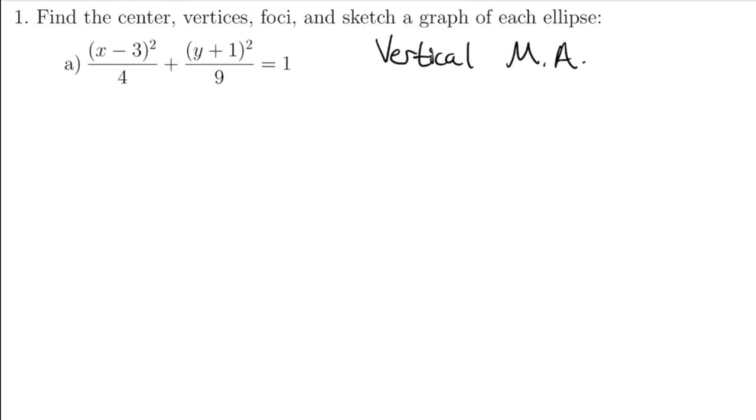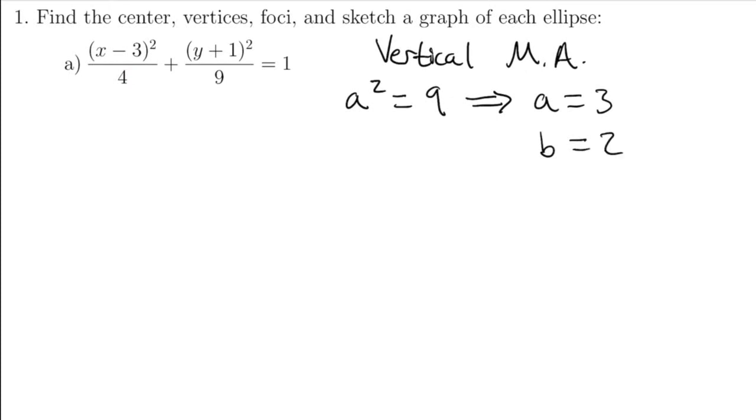What else? Well, since this is the larger denominator, that tells us that our 9 is a squared, right? So a squared equals 9. And if we want to find a, we can just square root both sides, and that gives us a equals 3. And you can usually do this in your head, right? Square root of 9 is 3. Just like this 4 is our b squared. So that means that b equals 2. We can just do that in our head, right?